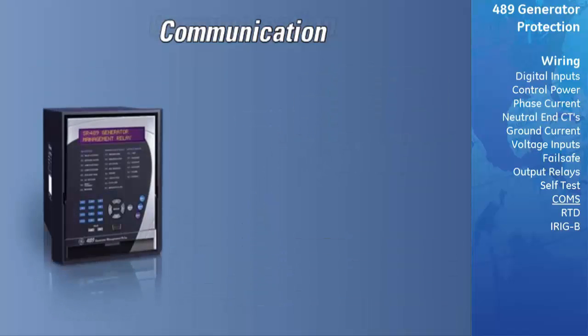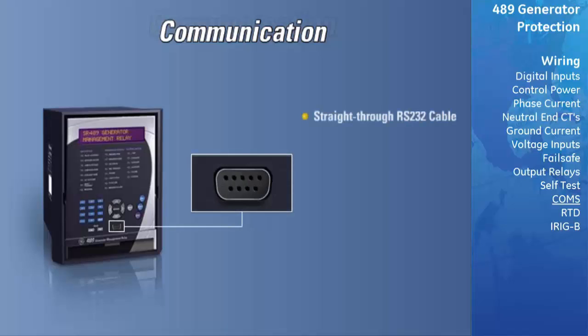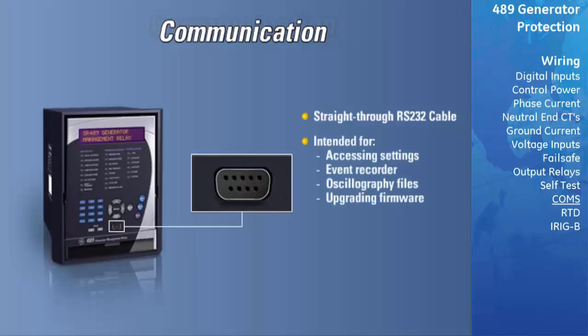The front RS-232 port requires a straight-through RS-232 cable to connect it to a PC. It is intended for accessing settings, event recorder, and oscillography files, as well as upgrading firmware to the relay. The baud rate of this port is always 9600 bits per second.